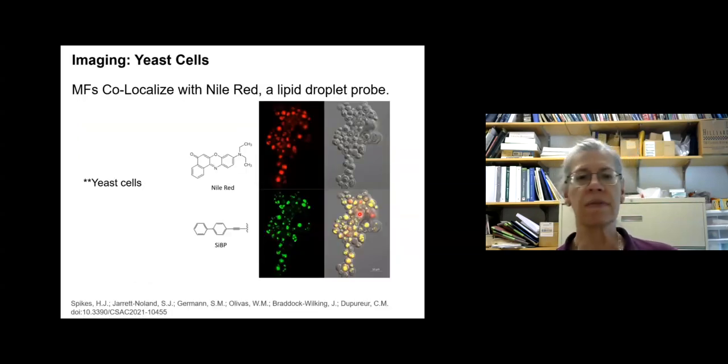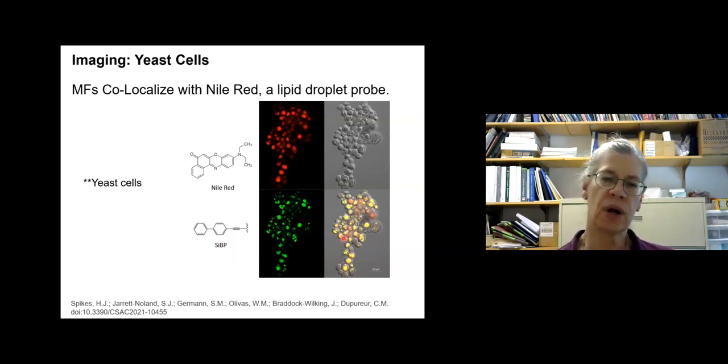What about cells themselves? We started with yeast. Using Nile Red, which is a lipid droplet probe, we get staining of the yeast cells. And interestingly, when we add a metallafluorene here, this is the biphenyl substituted one, it actually co-localizes with Nile Red. So that indicates that these compounds are also lipid droplet probes.